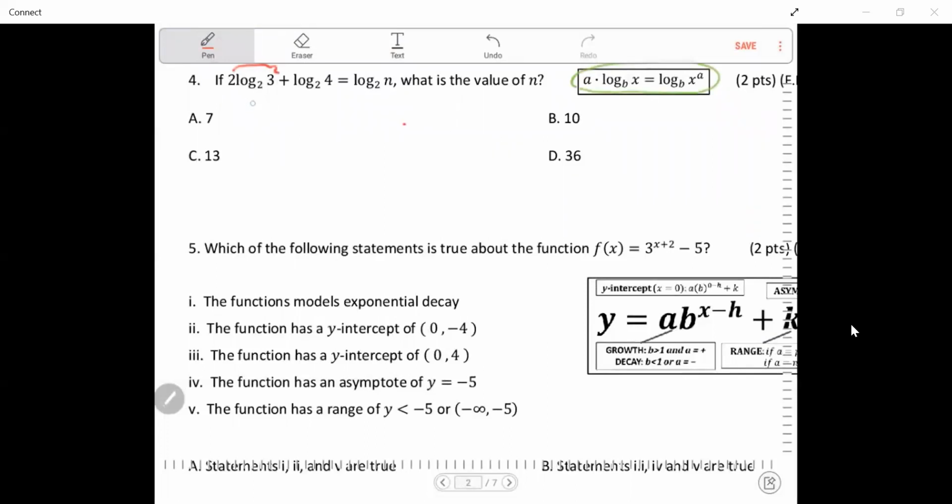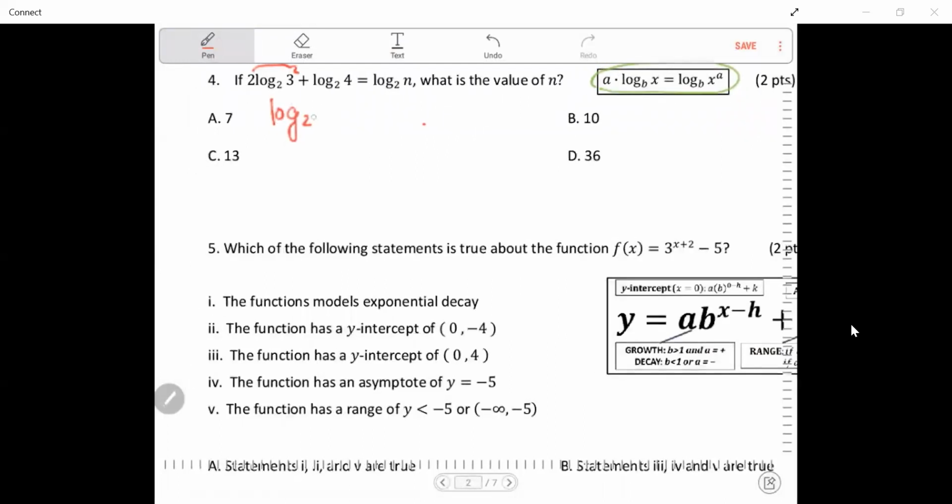All right, so this says log 2 of 2 to the 3 to the second power, we move that 2 over there, plus log 2 of 4 equals log 2 of n. All right, and so that's the first thing.